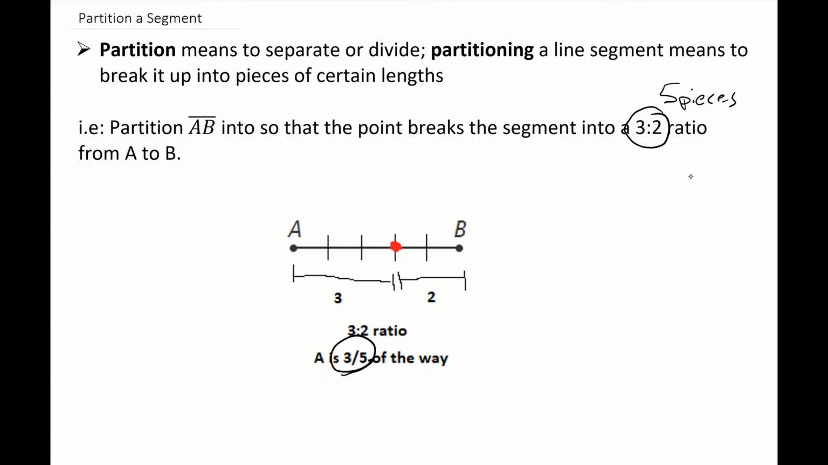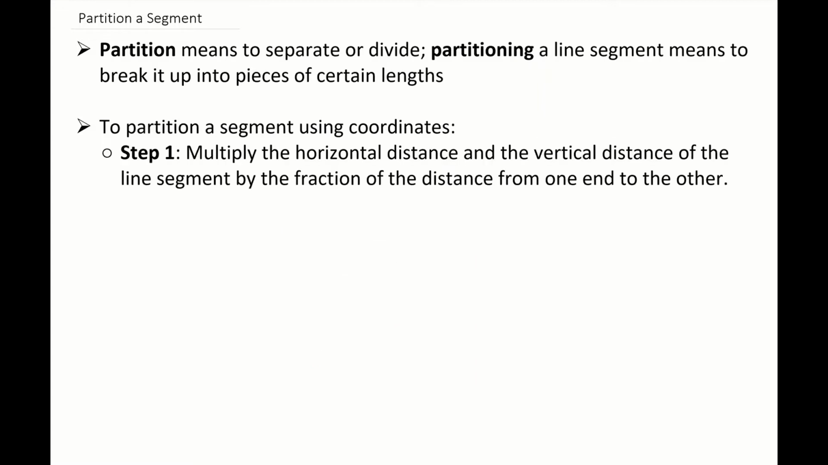So you need to know how to convert from a ratio to the fraction, and then from the fraction back to the ratio, going back and forth between those two. Again, it's 3/5 because there's a total of 5 pieces here.